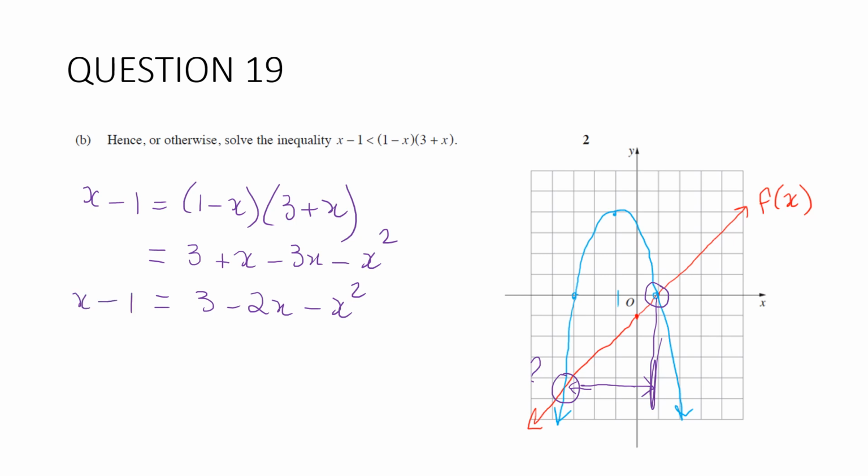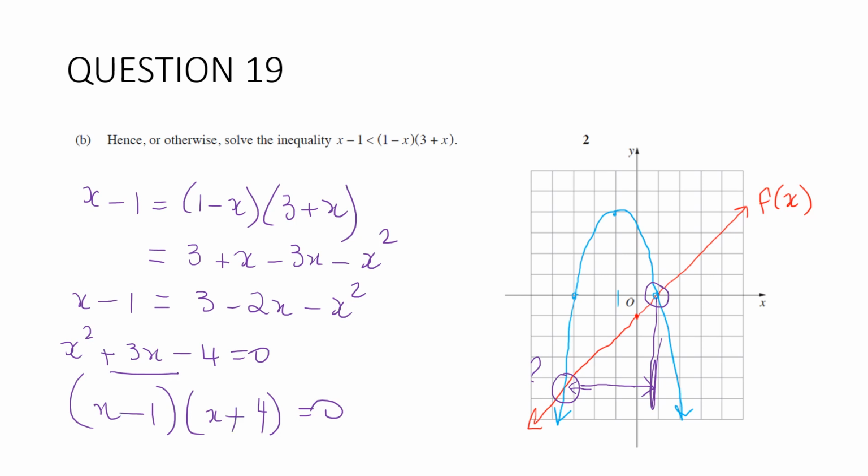Take everything over to the left hand side, x squared plus 3x minus 4 is equal to 0, factorise. x, factors of 4 that have a difference of 3, they are 4 and 1. We want the bigger one to be positive. x is equal to 1, which we knew, and negative 4. All right, solving the inequality here, we don't have less than or equal to, so it's going to be between negative 4 and 1, but not including either of those points.